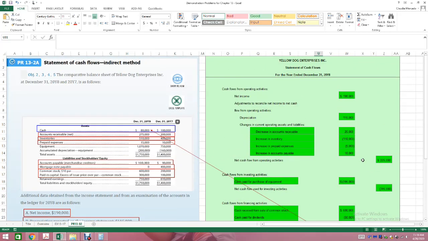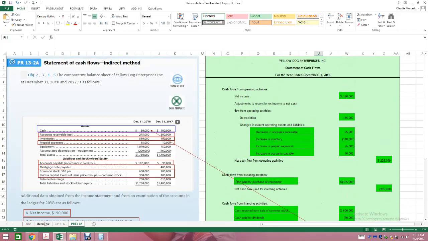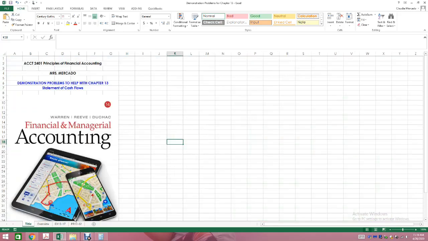So this is another completed statement of cash flows. In this particular one, they're only asking us to complete it. Remember, use every single thing. Make sure that you mark them off. That way you don't forget to use any of the information provided in the problem. So those are the two statements of cash flows that I am going to go over today. They're the more lengthy problems in your homework.